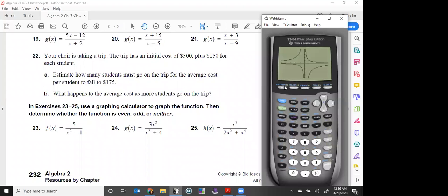Okay. To do that, we'll go to the y equals. And to make my calculator solve the equation, I could just plug the left half of my equation into y1, the right half into y2. So I'd say 500 plus 150x over x. And then for y2, I wanted that to equal 175.